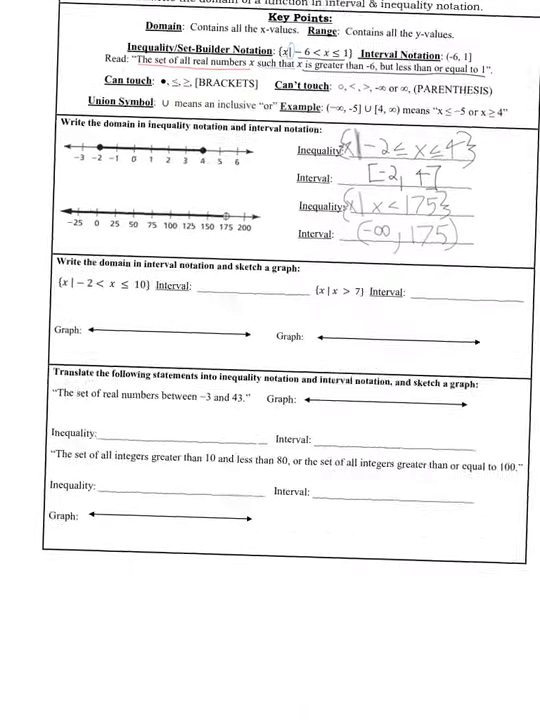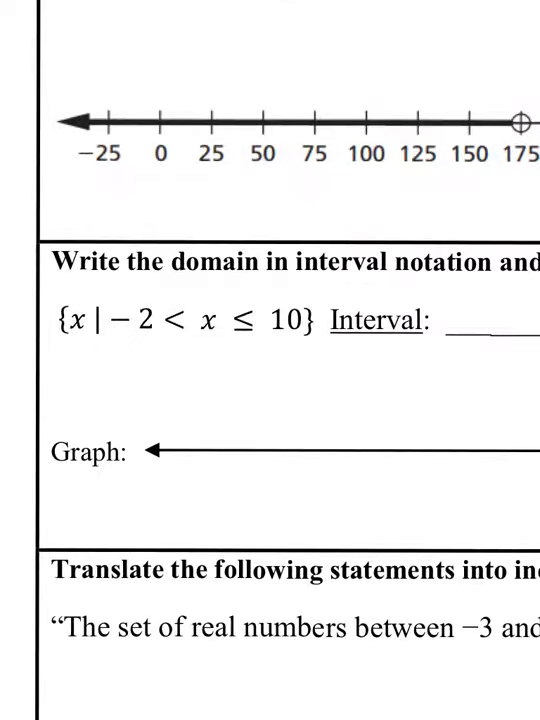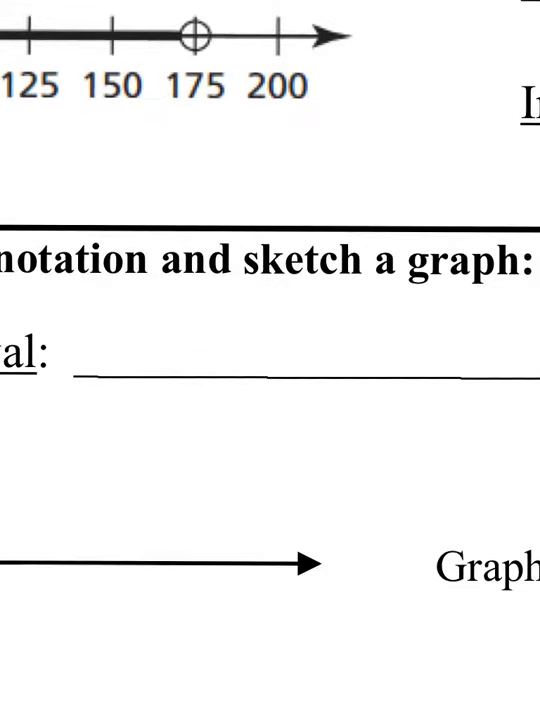All right. The next batch of examples, I'm going to write the domain in interval notation and then sketch the graph. So I'm giving you some in the inequality notation. We're just going to convert it over to interval. So this is not underlined, so I can't touch -2, but I can touch 10. So all I'm going to do is put parentheses -2, bracket 10.